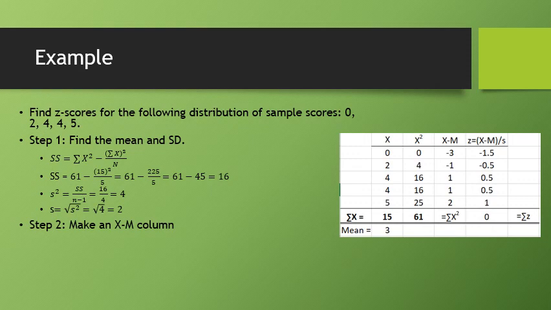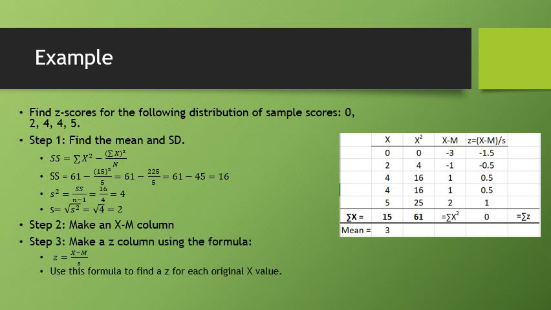Step 2, we make a new column called X minus M, which are the deviation scores. So we subtract the mean from each score. And the mean was 3 for this sample. So we subtract 3 from each original X value to get all the numbers in the X minus M column.